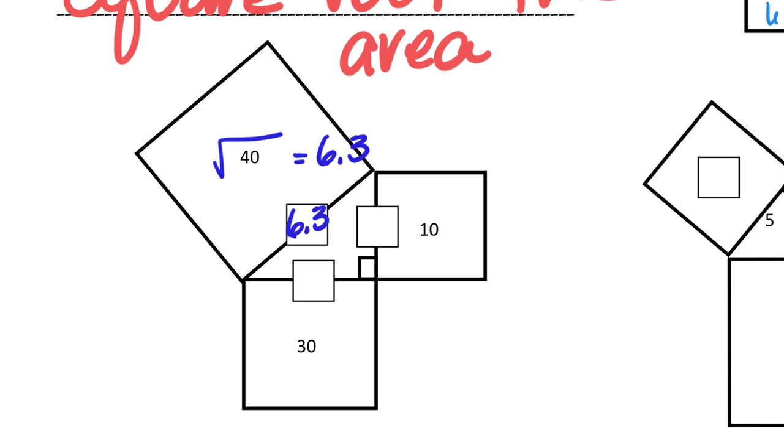I'm going to do the same thing for 10. The square root of 10 would be 3.2, again rounding to the nearest tenth. And then the square root of 30 would be 5.5.